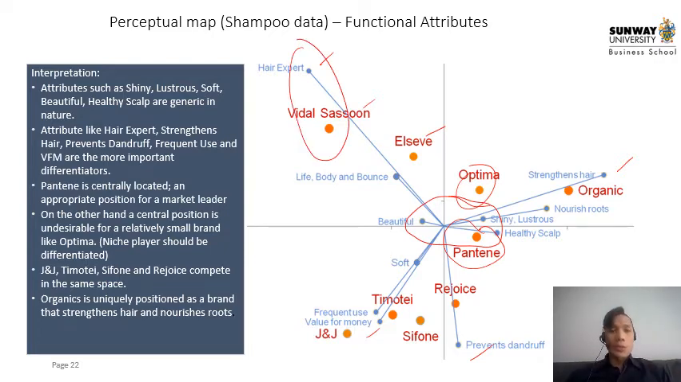brand attributes. So like J&J, Timotei, Sifone and Rejoice compete in the same place. You notice that all these brands compete in the same place, which means that there is not enough differentiation of these brands. Whereas Organics is very, very far apart. Vidal Sassoon is also very, very far apart. So this is how you look at the perceptual mapping and how you position your brand in the minds of the consumers, and how they perceive it.